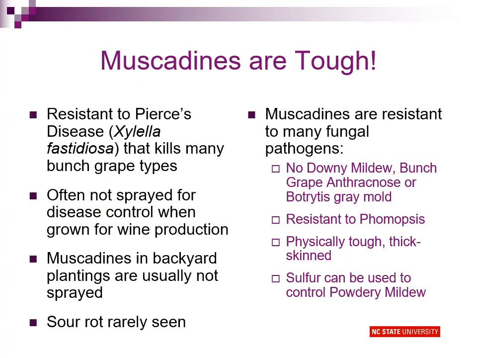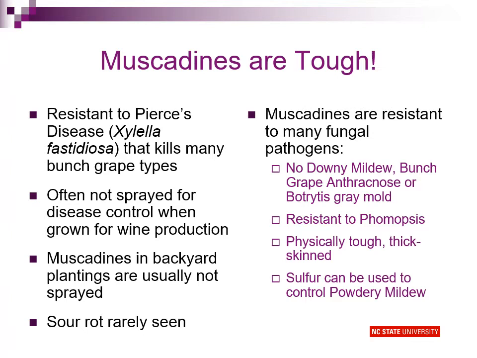First, I want to say muscadines are tough. They're a lot more resistant to disease than the bunch type grape. They don't get Pierce's disease, or show very little symptom of Pierce's disease that kills bunch grapes. So that's why muscadines are grown in the Southeast. They're resistant to that bacterial pathogen Xylella fastidiosa.